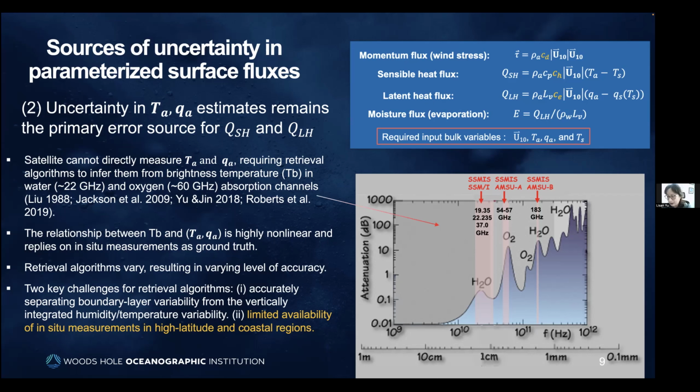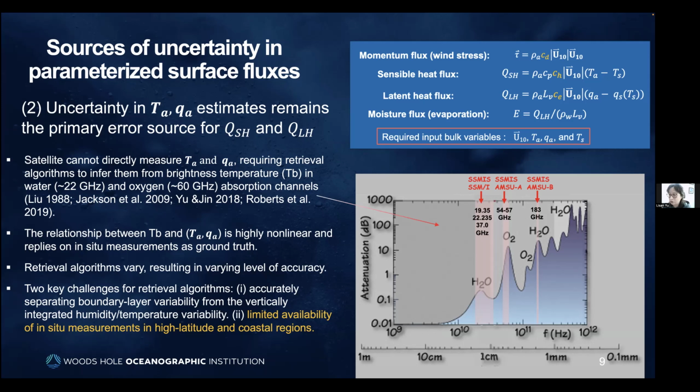And the right figure shows the microwave absorption spectrum, on which you can see a few peaks: water around 22 gigahertz, oxygen around 55, and another peak of water around 183. These frequency channels are used by the satellite sensors for developing the water vapor and temperature profile measurements.